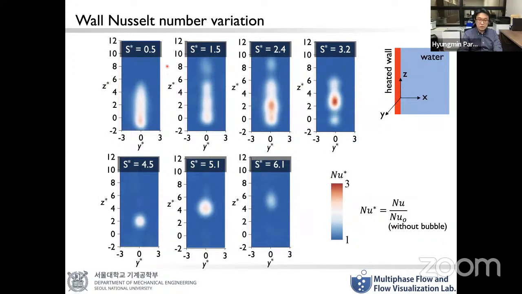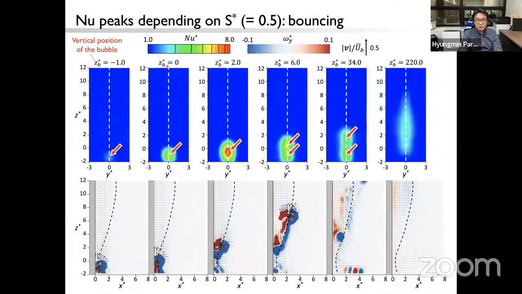And this is 6. You can see that it was highly correlated with what we showed in the previous slide. Depending on the number of vortices, you can see that the peaks of the Nusselt number are correlated with each other. So let's look at the details for some specific cases.